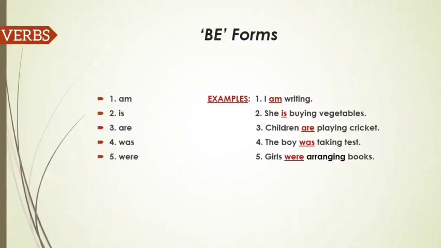Be form: am, is, are, was, were. I am writing. She is buying vegetables. Children are playing cricket. The boy was taking a test. Girls were arranging books. So all these underlined red words are the be forms, or be auxiliaries. You can make more sentences of your choice. Was and were are past forms, whereas am and is are present forms. Sometimes we think about shall be and will be, but it is better to discard those.